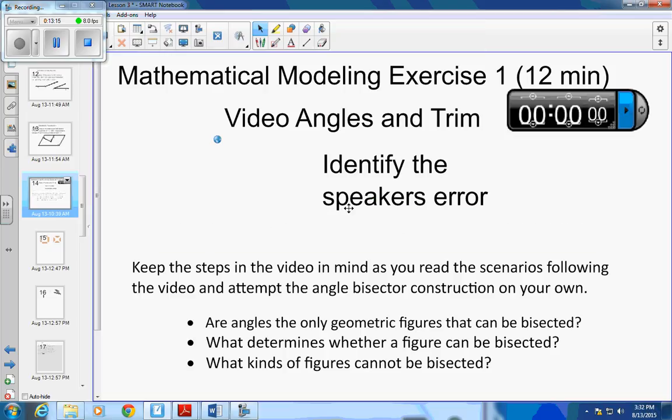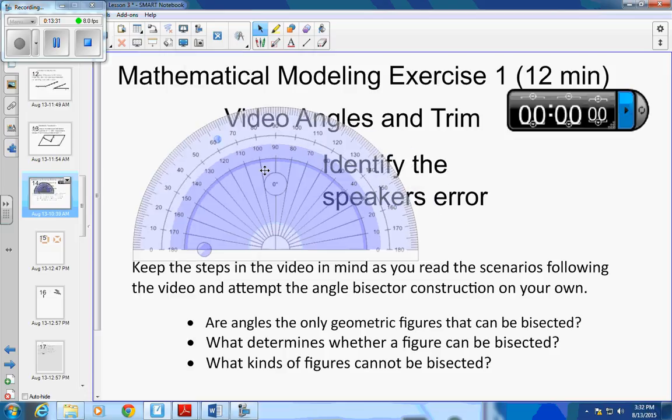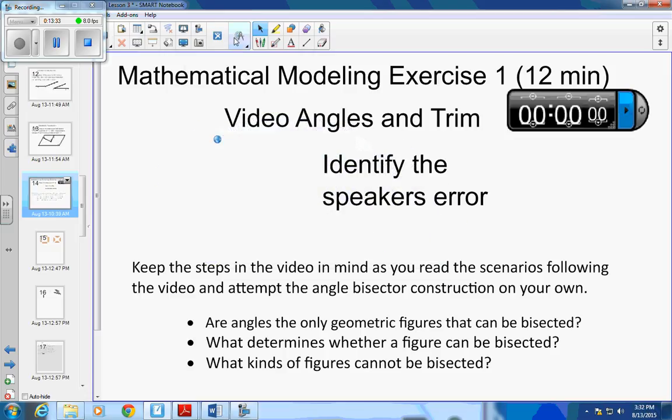Okay, so hopefully you watched that. You figured out that the speaker does make a tiny mistake, and the tiny mistake is they use the word protractor instead of compass in there. Protractor. This is a protractor, and compass. This is a compass. So make sure you know the difference between protractor and compass.